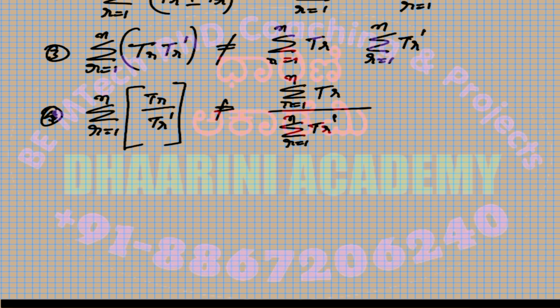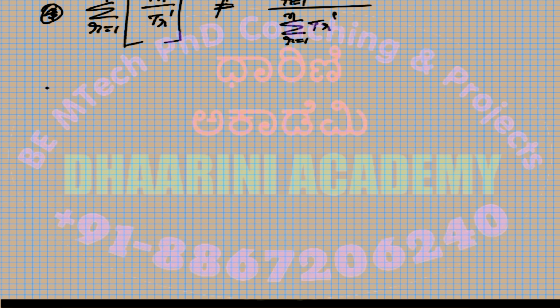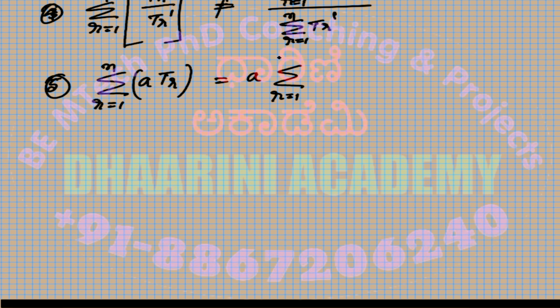Okay, then this is a linearity property, so this is the fifth one. If I try to write summation r is equal to 1 to n a times tr, this can be simply replaced by, you can move the constant outside, a times summation r is equal to 1 to n tr.